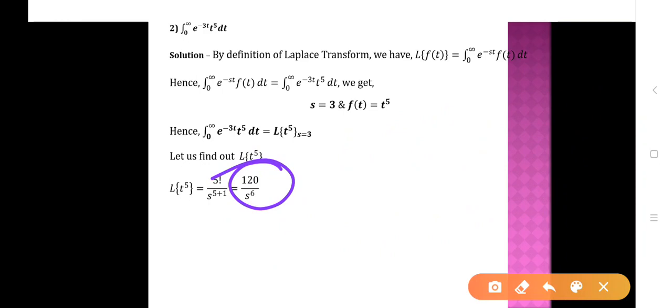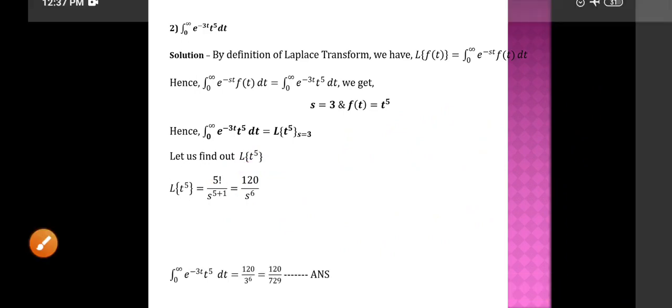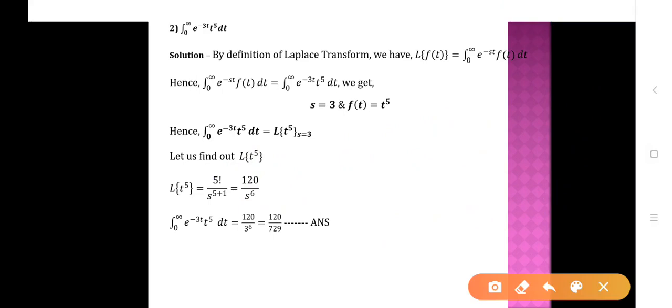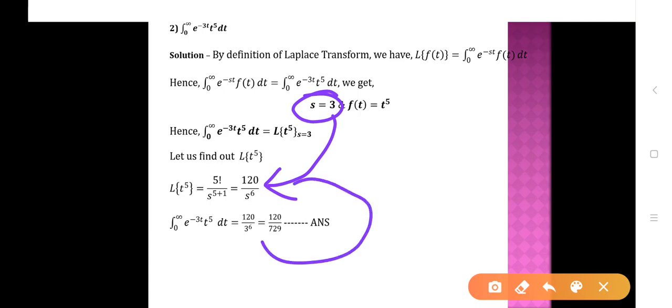But this is not the required answer. So to get the required answer, we have to put this value of s as 3 in this f bar of s. So it becomes 120 upon s raised to 6 means 3 raised to 6. Numerator no s term, so no change at all. Denominator 3 raised to 6, that is 729. You may simplify this one further. So this is your final answer where it is a real number.